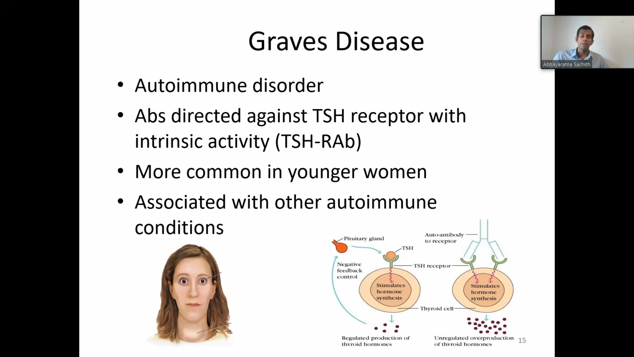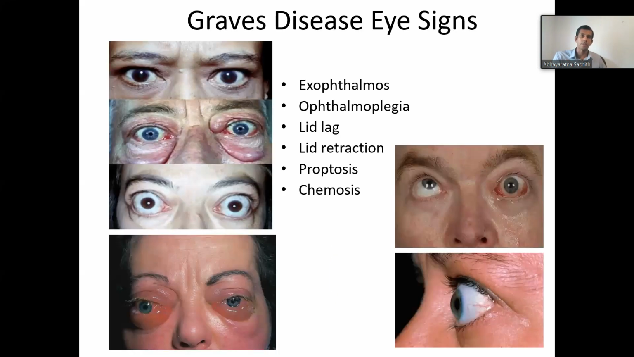You also know that these autoimmune conditions are more common in females. So this is a young female coming with thyrotoxicosis. You have to think of Graves' disease as one of the differential diagnoses. Now, the other important thing with Graves' disease is the associated eye signs.